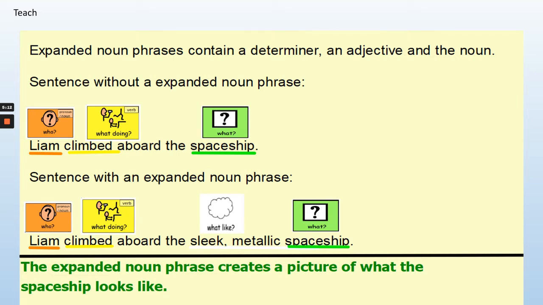So, as we know, expanded noun phrases contain a determiner, adjective, noun. This is a sentence without an expanded noun phrase. Liam climbed aboard the spaceship. A sentence with an expanded noun phrase. Liam climbed aboard the sleek metallic spaceship. It creates a picture of what the spaceship looks like. We can imagine in our heads that it's sleek and metallic rather than just the spaceship. It makes your writing more exciting and more engaging for the reader.